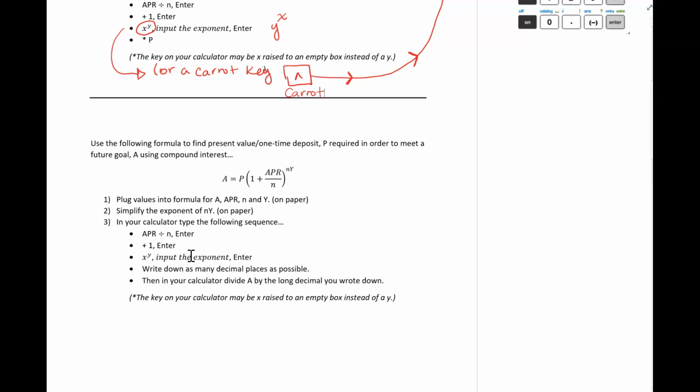And then I think if you're doing this using the order of operations by hand, the easiest thing to do is write down that decimal as many decimal places as you see in the screen, because one little deletion of a decimal can cause your answer to be off. And then in your calculator, here's the big difference. Instead of multiplying that value times P, we're going to do A divided by that long decimal.